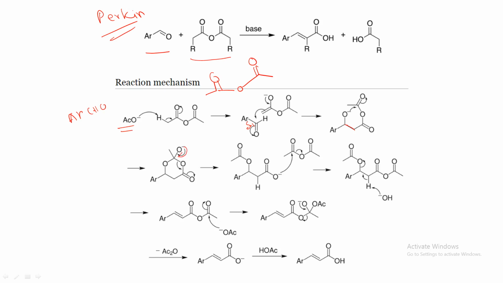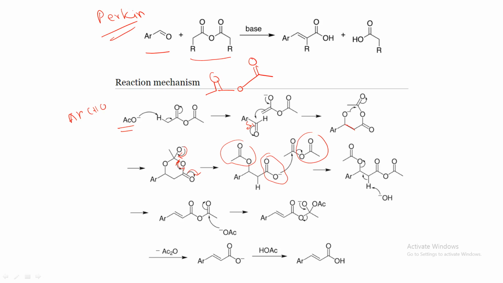Now this O minus, breaking of this and stabilization by this, so this type of system is generated and this one CO bond is clipped, you can see. That's why this particular species is generated by clipping this particular CO bond. Now another equivalent of anhydride is there, and it is a good leaving group which can also act as base. So that's why OAc minus can be generated like this also.